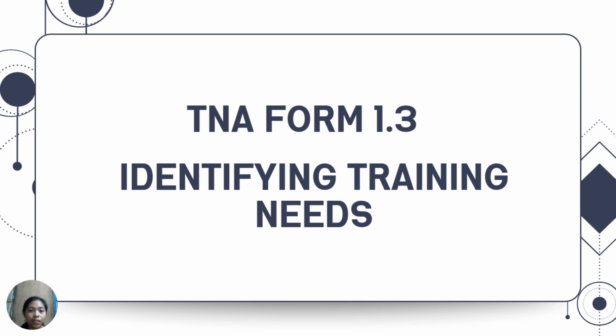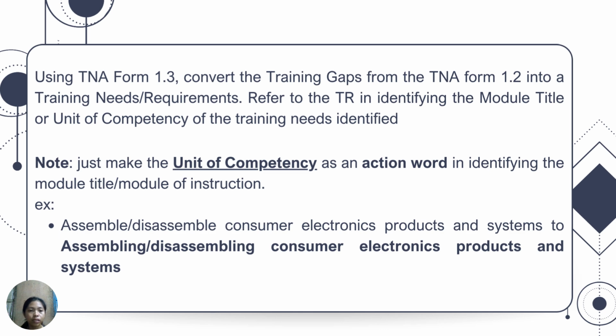So let's go to the TNA Form 1.3, which is identifying the training needs. Using TNA Form 1.3, we will just convert the training gaps from the Form 1.2 into training needs or requirements. Refer to the TR in identifying the module title or unit of competency of the training needs identified. Here we have a note.